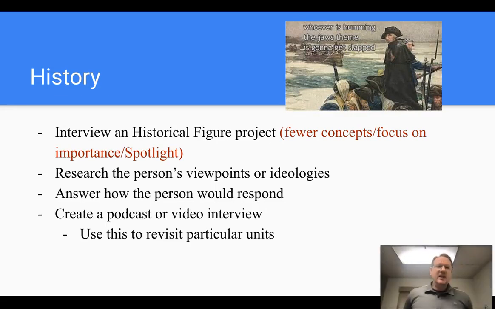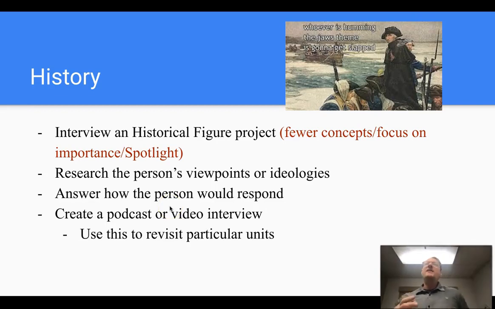If I were a history teacher, I might have my students do a historical figure project where I'm not having them memorize 30 historical figures, but I'm having them focus on just a couple or one specific historical figure. Again, fewer concepts, focus on importance. And I'd have the students research that historical figure's viewpoints or ideologies.